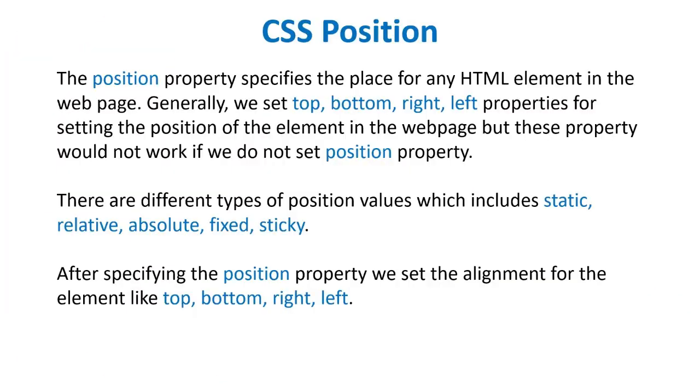CSS Position. The position property specifies the place for any HTML element in the web page. Generally, we set top, bottom, right, left properties for setting the position of the element in the web page, but these properties would not work if we do not set the position property. There are different types of position values, which include static, relative, absolute, fixed, sticky. After specifying the position property, we set the alignment for the element like top, bottom, right, left.